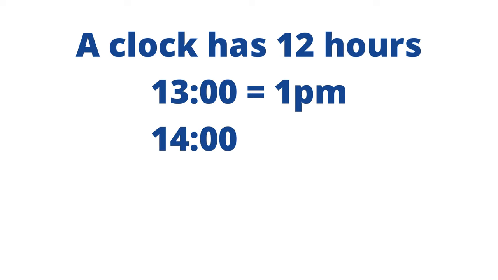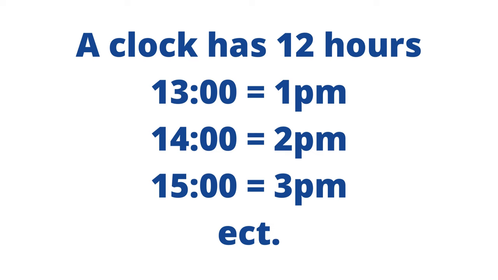You want to teach them about AM and PM. AM is in the morning. It starts at 12 AM and that is when it's dark. And then it goes all the way around to 12 PM, which is the afternoon. You can also teach them noon and midnight.